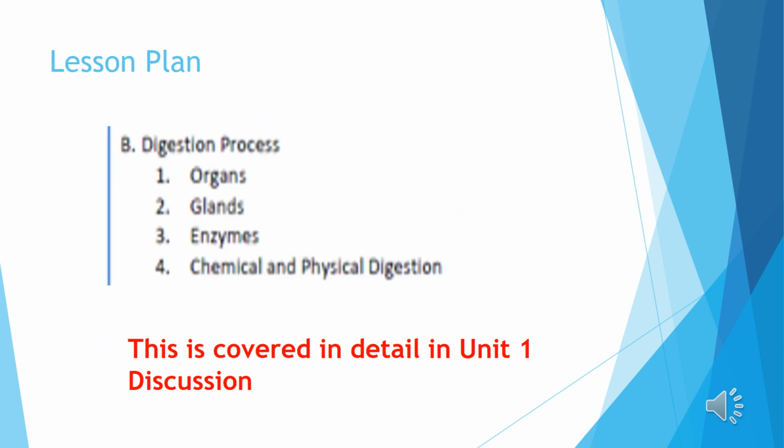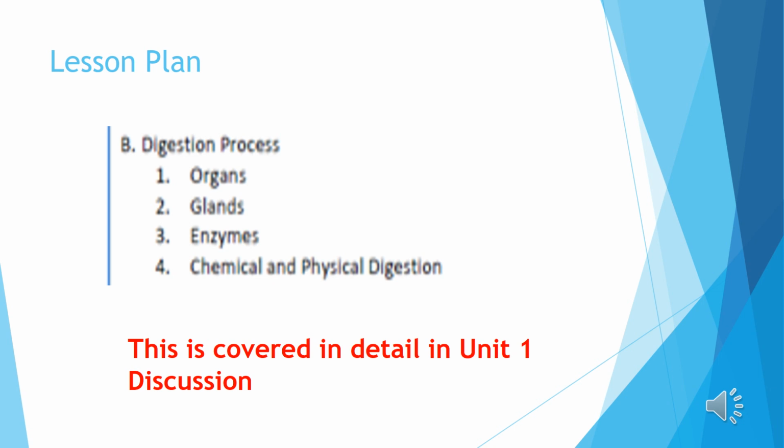So next we move on to the next part of our lesson plan, which is the digestion process. To understand the digestion process, we're going to have to know the organs that are involved and what their functions are, the glands that are involved, what their functions are, enzymes that are involved, what their functions are, the chemical and physical digestion, what they are, how does it work, what happens if one of these organs or glands or enzymes is absent or doesn't work, how does that affect the digestion process.